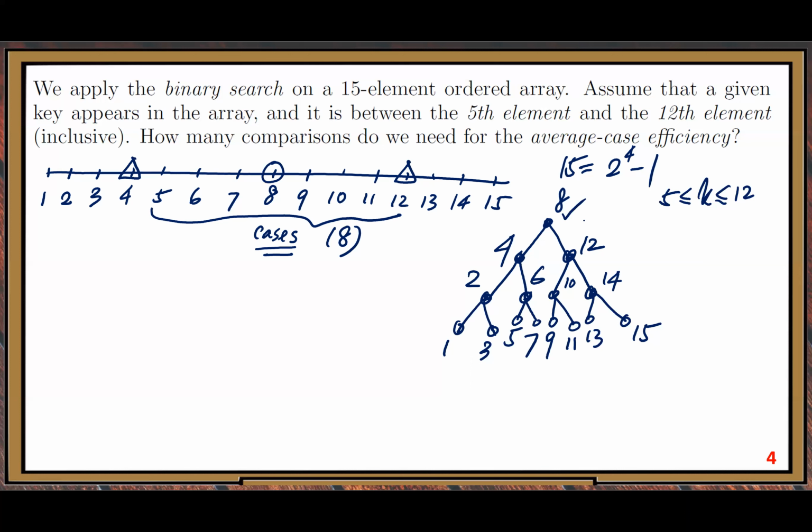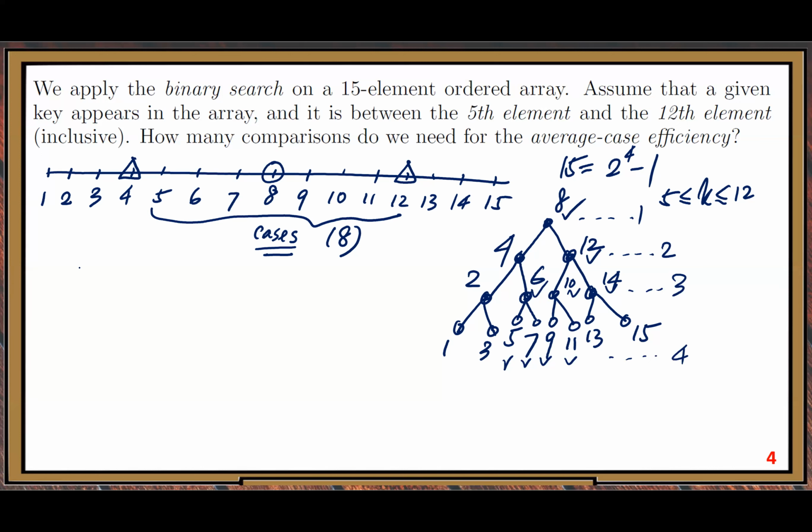8 takes 1 comparison. 4 and 12, 12 corresponds to 2 comparisons. 6, 10, 14, these 3 correspond to 3 comparisons. Numbers 5, 7, 9, 11, these 4 comparisons.